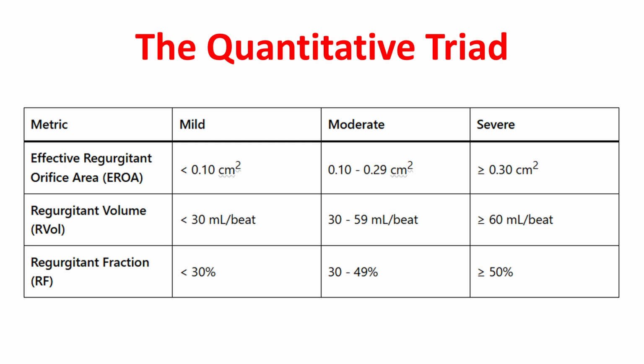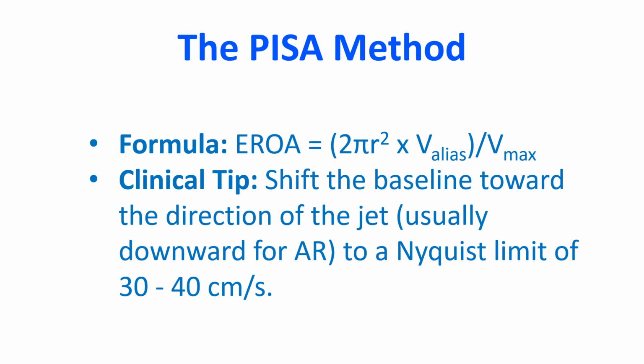Regurgitant fraction less than 30% will be mild, 30 to 49% will be moderate, and 50% or more will be severe aortic regurgitation. Proximal isovelocity surface area is often more difficult in aortic regurgitation than in mitral regurgitation because the flow convergence zone is frequently constrained by the left ventricular outflow tract walls.